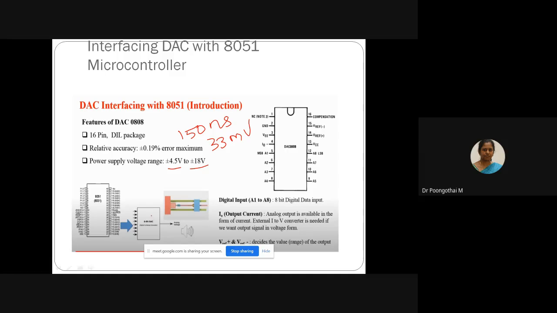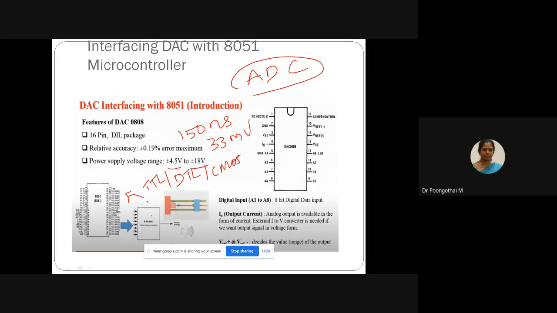The important thing is that the DAC can be directly interfaced with TTL, DTL or CMOS logic. So we can directly interface this DAC with the 8051. This DAC IC has no internal command register, hence it is directly interfaced to the port bits of the 8051. There is no control signal. Previously in ADC we had many control signals. Here this IC does not have any command register or control signal. We can directly attach this IC to the 8051.